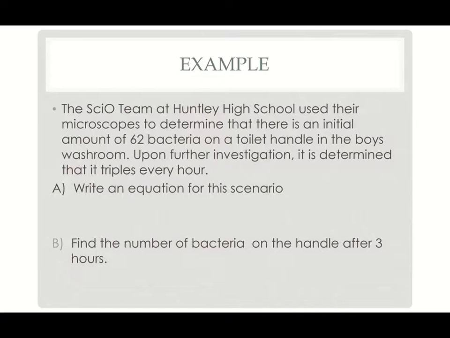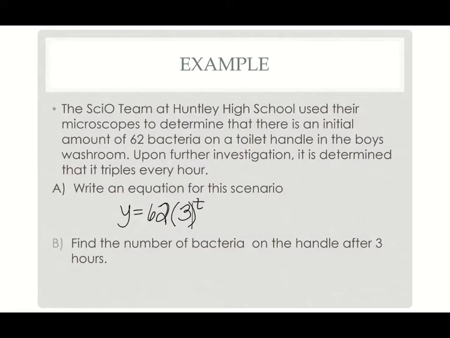So the equation for this scenario would be our initial value, 62, and our multiplier in this case, as we're not adding or subtracting to 100, it says that we're tripling every hour. So it's getting 3 times as big. And if it's getting 3 times as big over the amount of time that we have, that's going to be our final value. So we have y equals 62 times 3 to the t power.